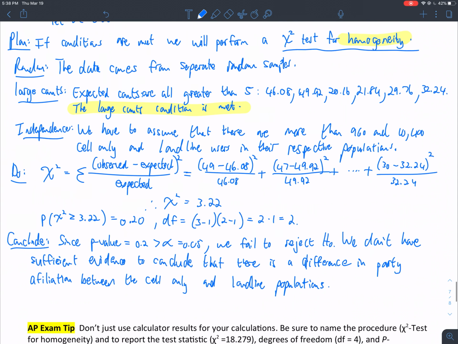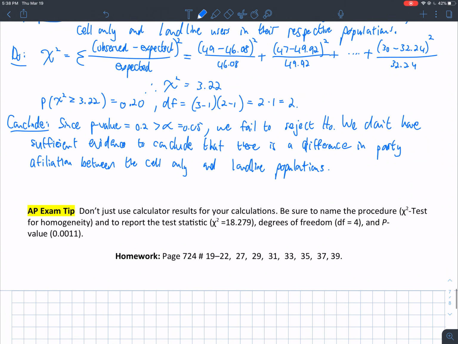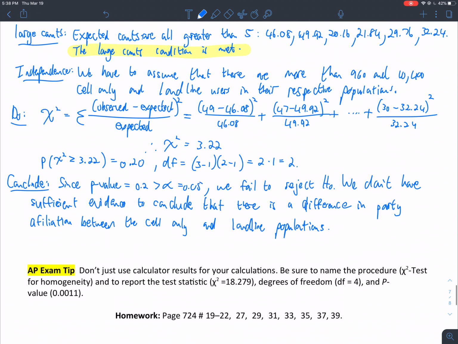Whoa, that's a mouthful. Okay. Don't just do calculator results, please. Terrible. If you make any mistake, you're dead. Do some work. List your degrees of freedom. Do some work.